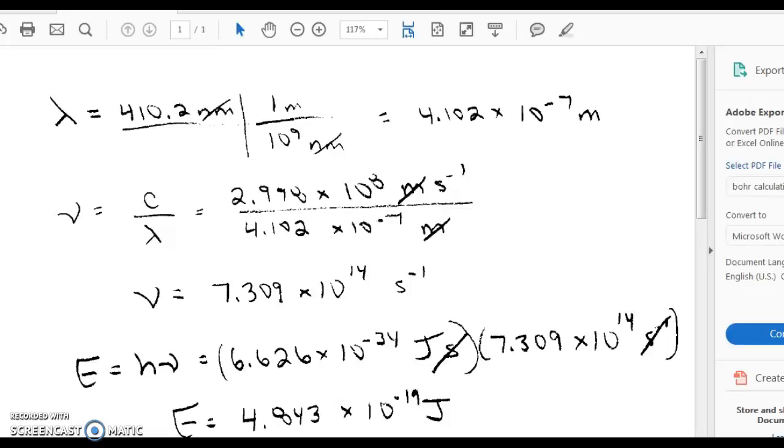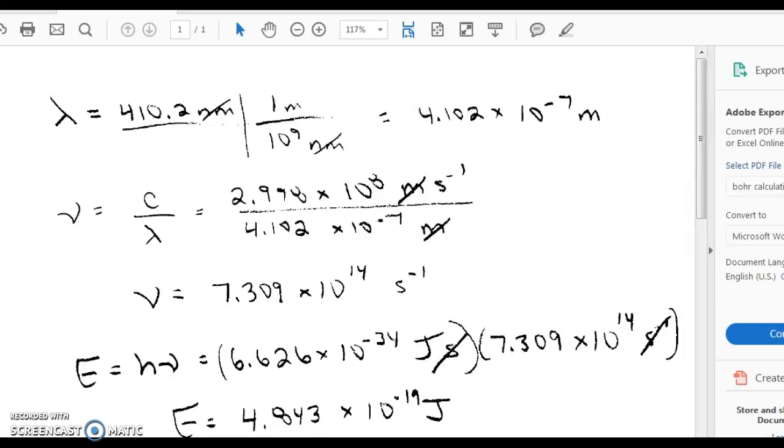So the band's wavelength is measured in nanometers, but the speed of light is measured in meters per second. So the first thing we have to do with our wavelength in nanometers is convert it into meters by dividing by 10 to the positive 9, excuse me. 1 billion nanometers in 1 meter.